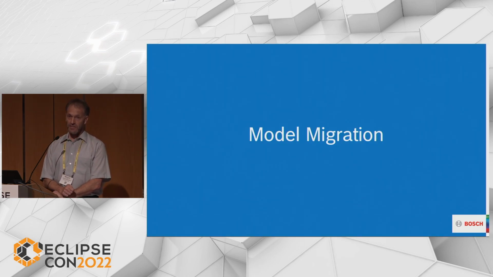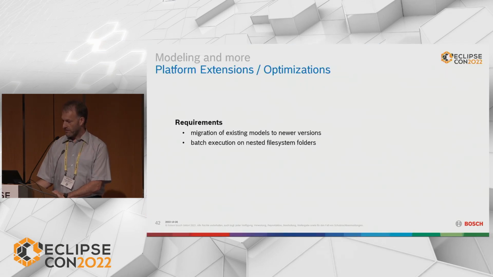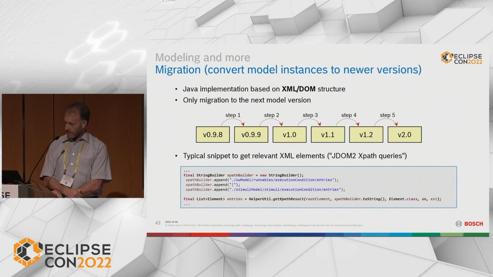Model migration, I already said we did not use the standard way, so the requirement was to have migration to newer models because our customers had a lot of old models already. If the meta model evolves, we have to update the models, and it should be possible to do it in a batch way to go over several folders and transform all this, so it should not be coupled with the Eclipse workspace, of course. In the end, we decided to do that on XML DOM level, so it's not EMF in that case. We provided a step-by-step migration, so always to the next version of the model.